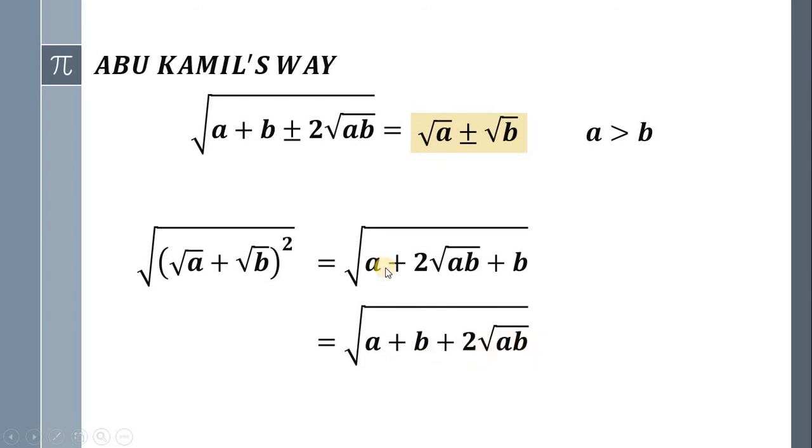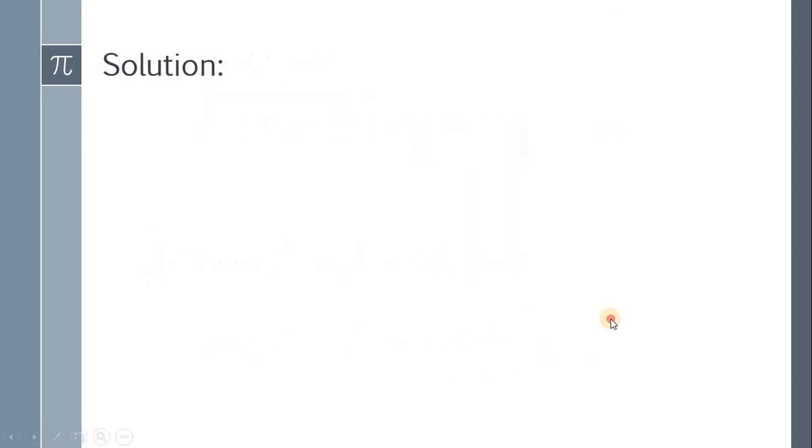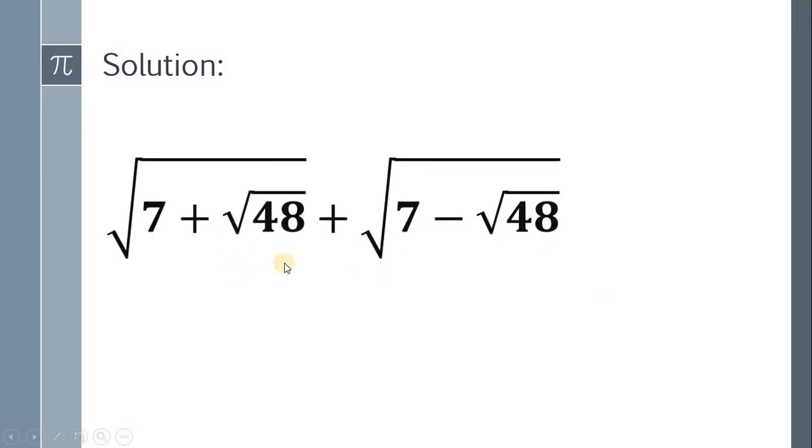And that's exactly the Abou-Kamil's way. Again, this is equivalent to square root of a plus square root of b. Now, if this sign is negative, we will do the same thing and we will get that square root of a minus square root of b must be equal to the square root of a plus b minus 2 square root of ab. Therefore, there is no doubt that square root of 7 plus square root of 48 plus square root of 7 minus square root of 48 is simply 4. And we're done.